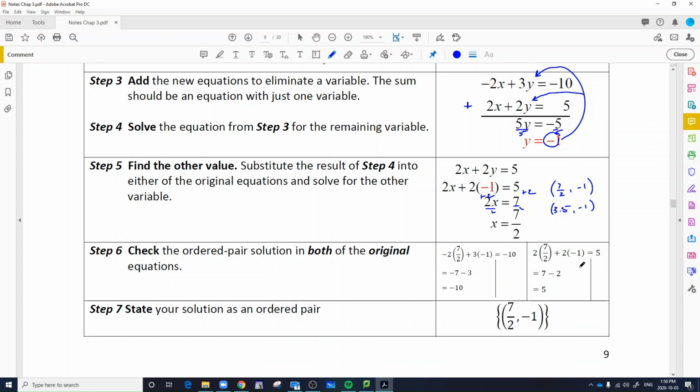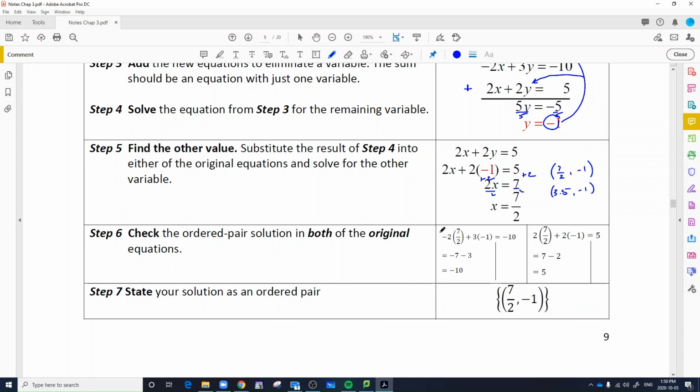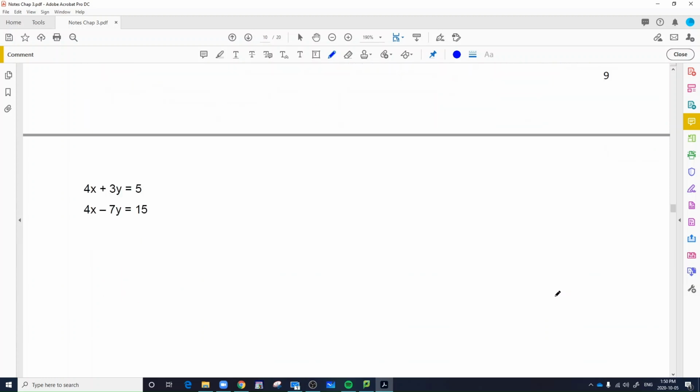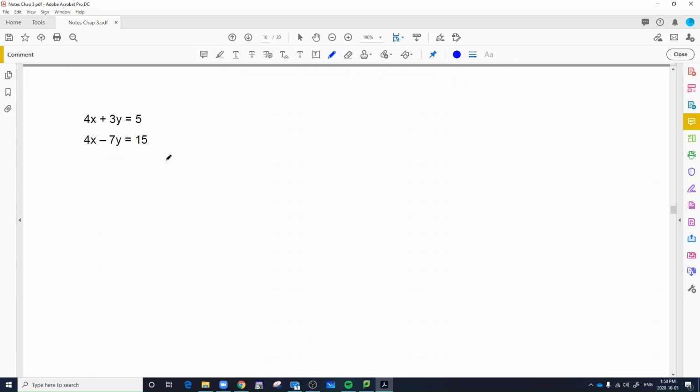So now if you're being great, you should be checking your solution. And again, you're just plugging it into both x and y in both equations and making sure they make them true. This one does, so my solution set is 7/2, negative 1. All right, let's work through one from scratch. So I look at these two equations, and I think, I don't want to graph these.